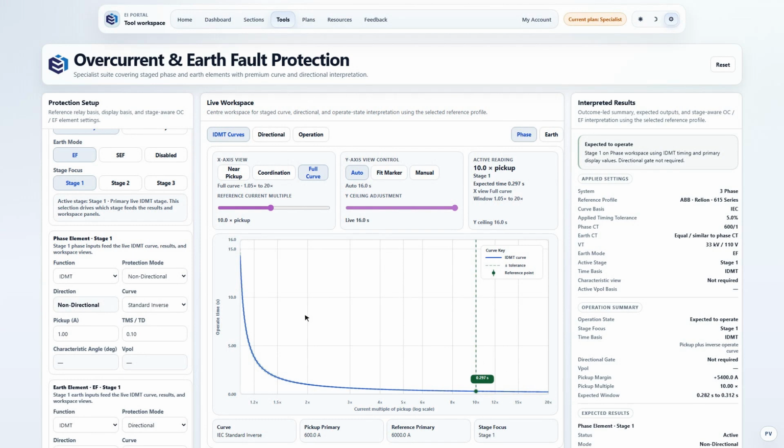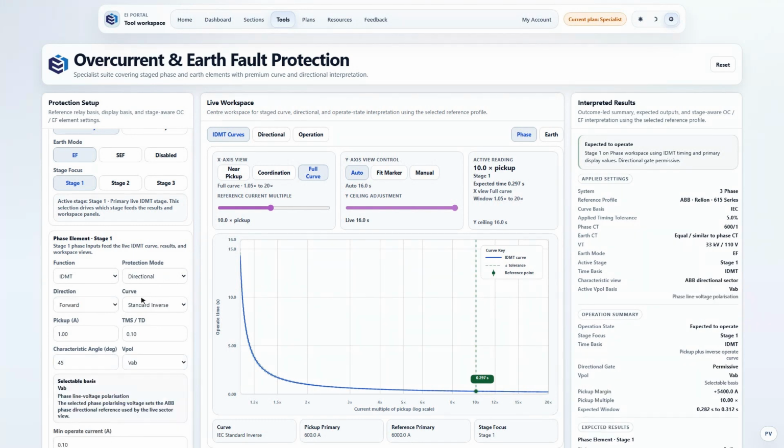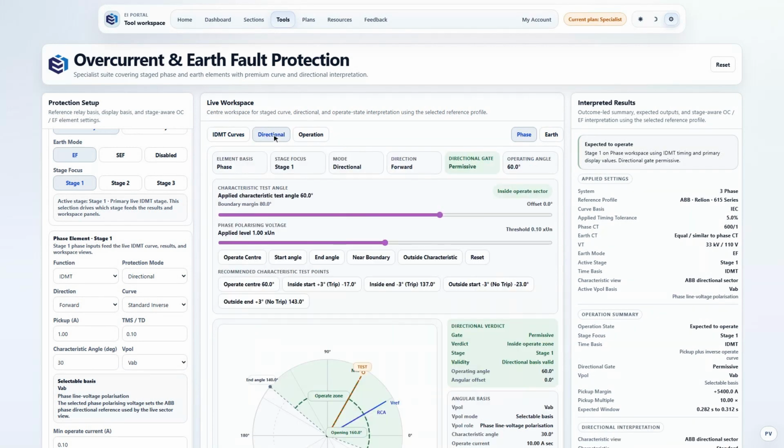The element gets an operate sector, a range of angles around its characteristic. On this ABB profile, a characteristic angle of 30 degrees puts the operate center at 60 degrees, with the sector shaded either side of it. Put the test phaser inside that sector and the element is permissive, it will operate.